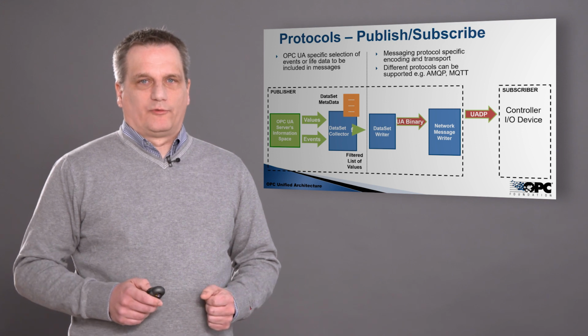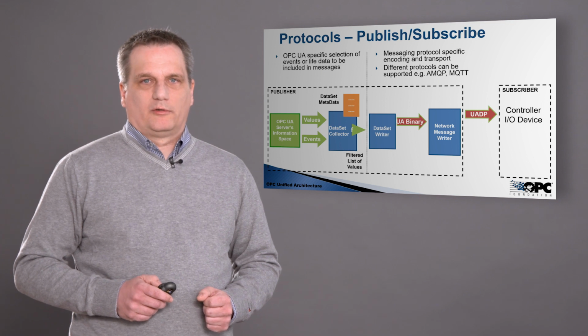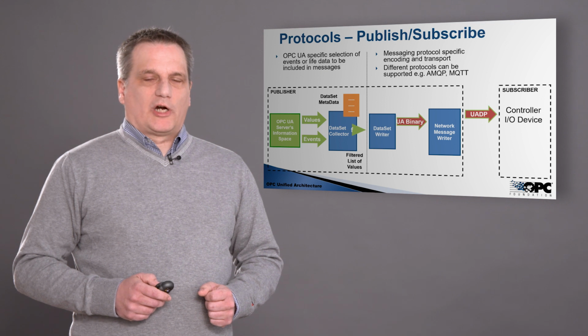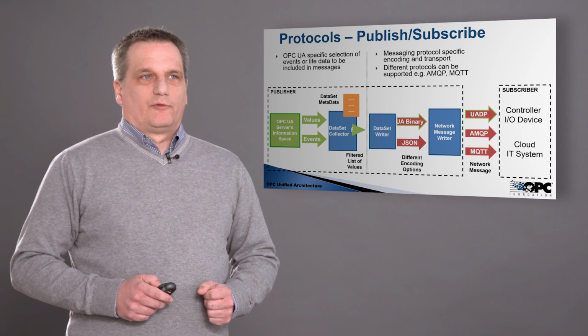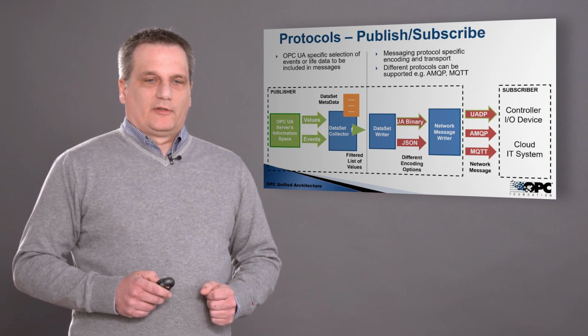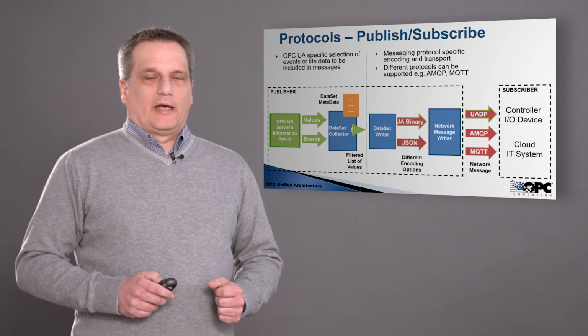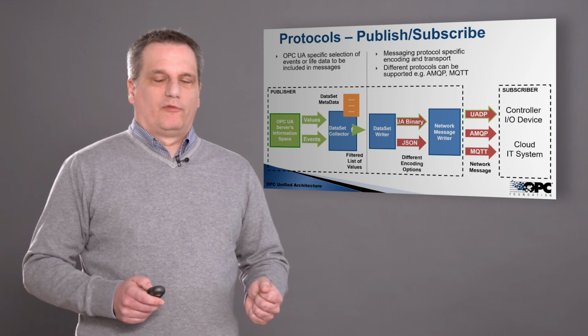This, for example, is used for controller-to-controller communication or from controller to I/O device communication. But we can have also other encodings, and we can have other transports. For example, the dataset writer can encode directly into JSON format, and then this JSON message can be sent over AMQP or over MQTT, for example, to any cloud system or IT system that consumes information in this format.